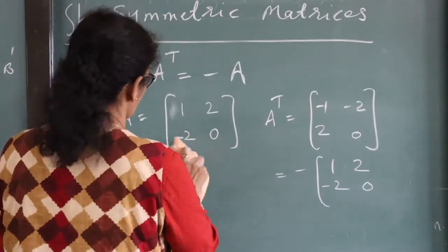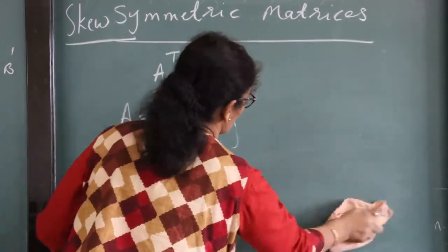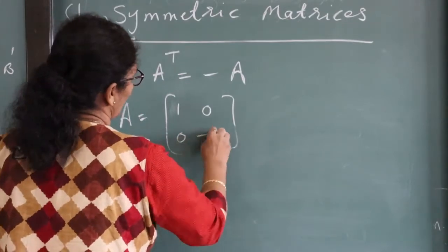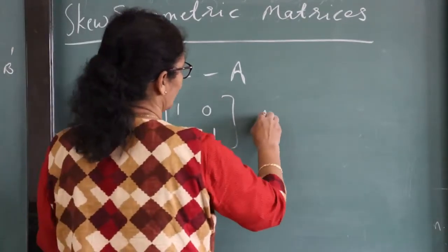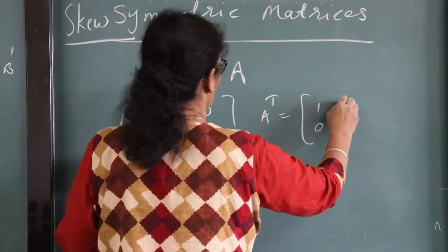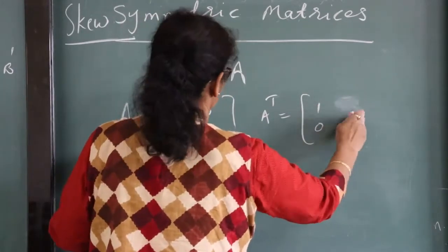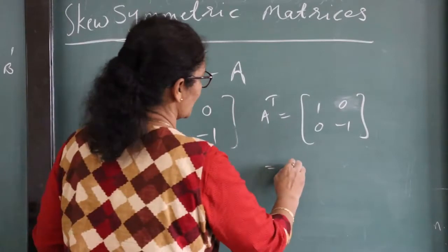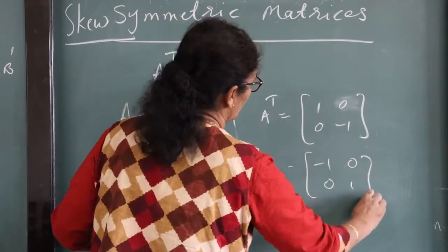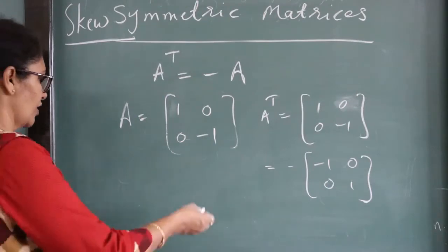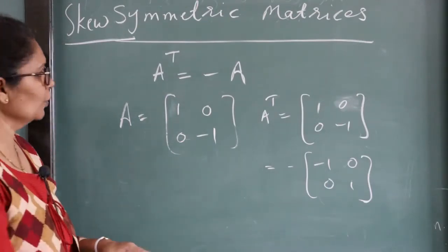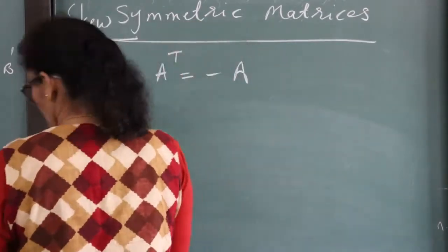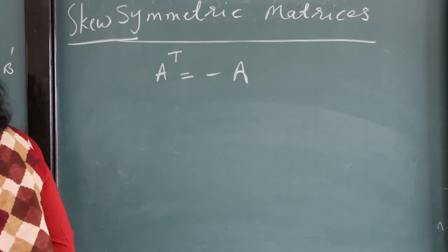By mistake I have written this matrix, let me change. Skew symmetric means we have to take 1, 0, 0, minus 1. Let's take this matrix. Then what can you write? The transpose of this matrix is 1, 0, 0, minus 1. Now check. Here can we change? If we take the minus sign outside, we will get minus 1, 0, 0, 1. So this matrix is not skew symmetric. When you take the minus sign outside and you get the same matrix, then you can say it is skew symmetric. Let's take one more example of a skew symmetric matrix, so it will be more clear to you.